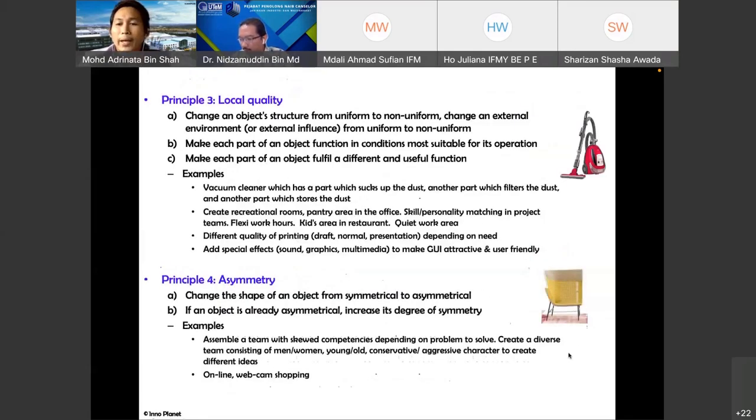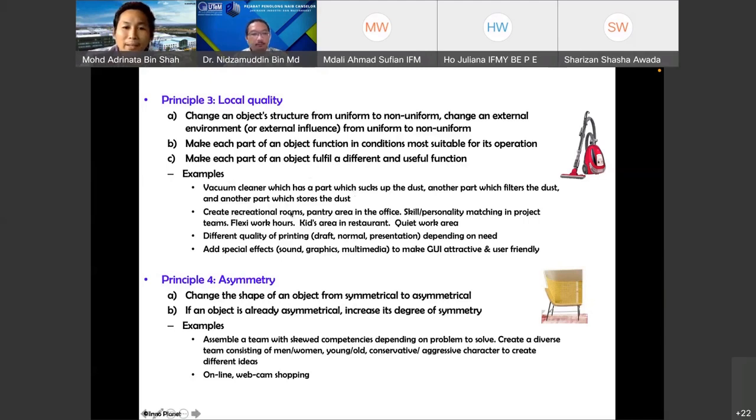Local quality. Local quality is something like a department, where you separate into departments. Change an object structure from uniform to non-uniform. Change an external environment from uniform to non-uniform. As an example, a vacuum cleaner has one part that sucks up the dust, another part is a filter, and another part is for storage of the wire. So local quality.